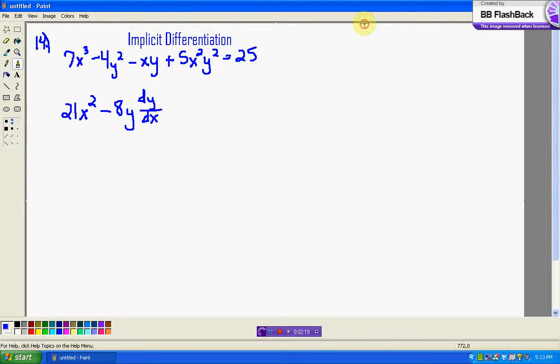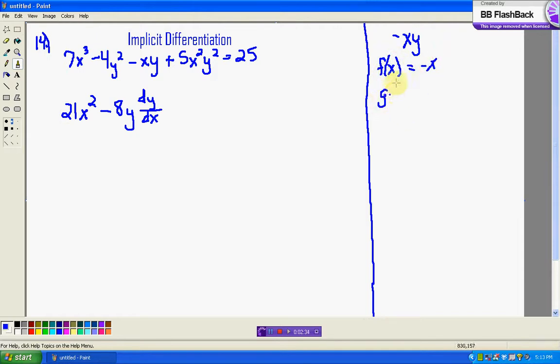I'm going to draw a big line down the page. This line is going to break up the side work that I have, because this is actually a product rule. When you have negative xy, you have a product of two functions. The one function is negative x, the second function is positive y.